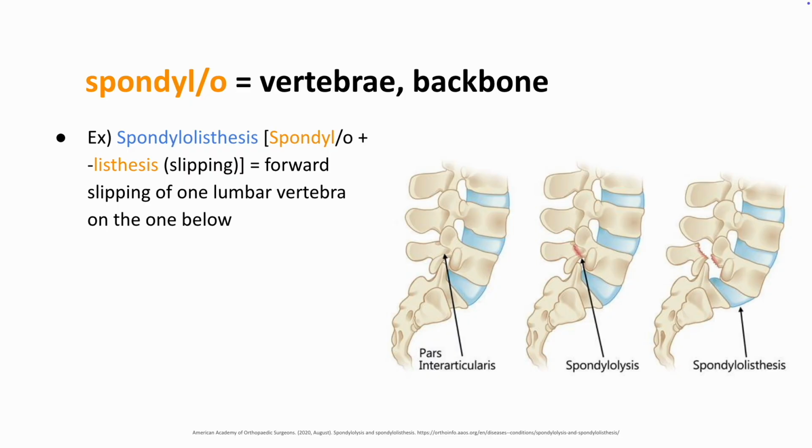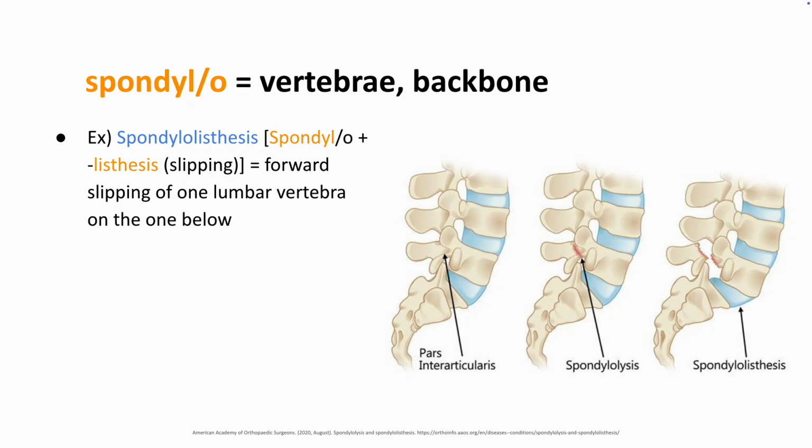Actually, probably take out the lumbar part. I think it mostly could refer to any vertebra. Forward slipping of one vertebra on the one below. So if you look at this example, this is like a normal spine. What it would look like if spondylolysis happens.